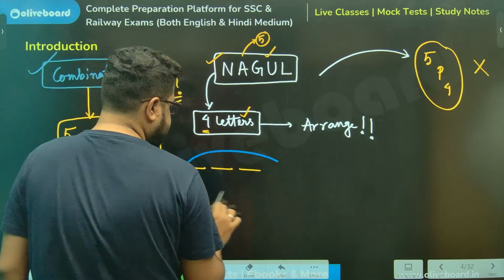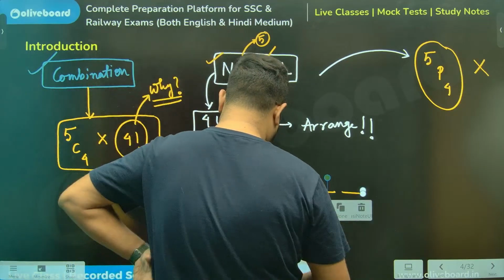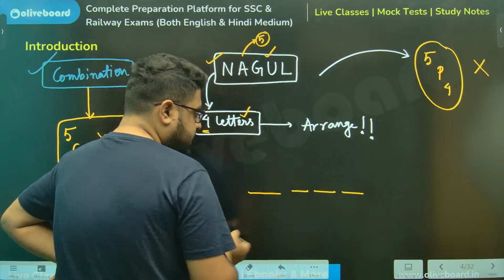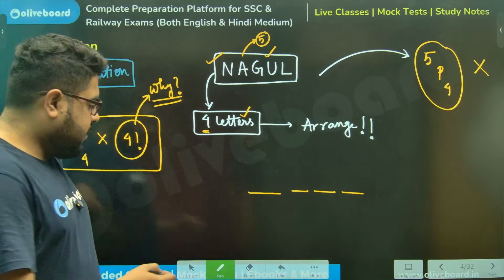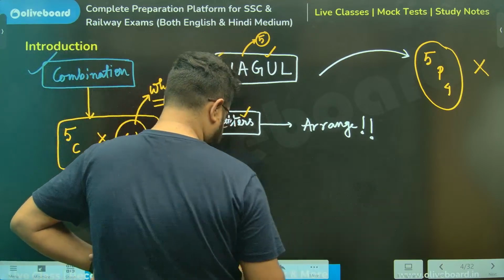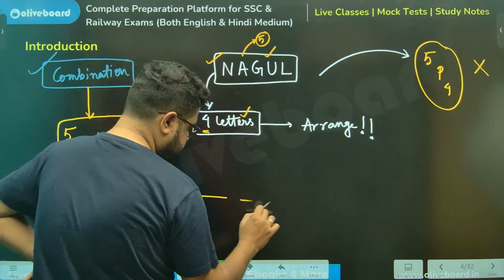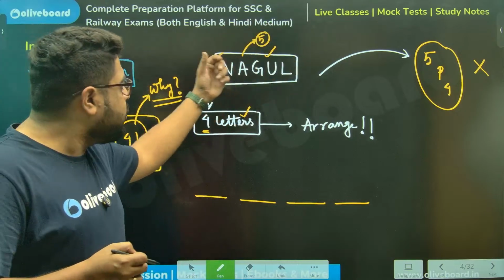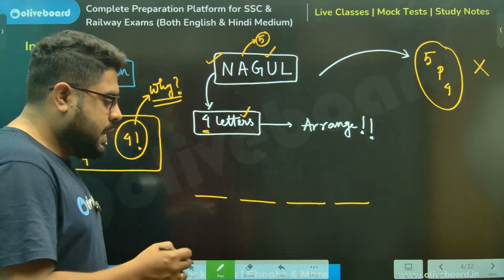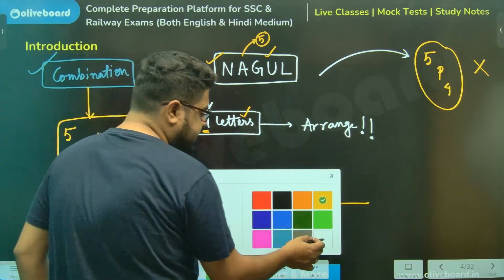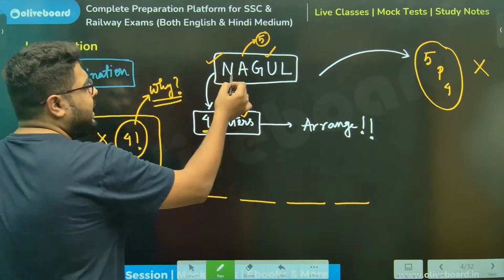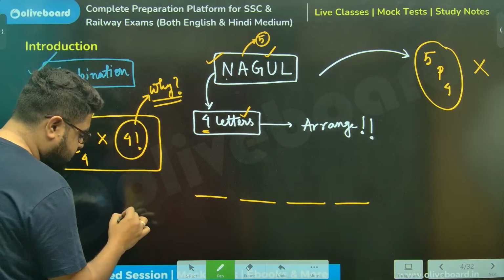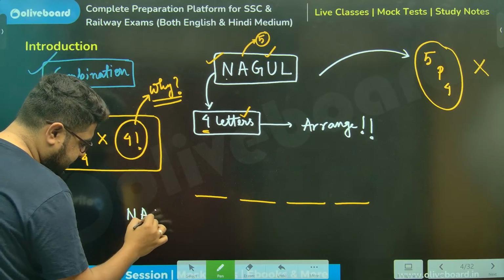Let's understand this. Okay? There are 4 letters. Let's say I have taken out 4 letters out of these. Any 4. N-A-G-U. The first 4 letters I'm taking out.